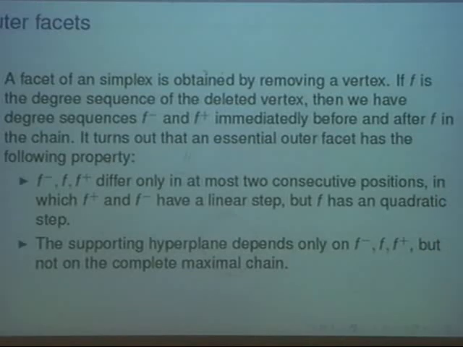So it turns out that the essential outer facets have the property that f minus, f, and f plus differ only in two consecutive positions in which f plus and f minus have a linear step and f has a quadratic step. And, which is very nice, which makes it easier, this supporting hyperplane depends only on f minus, f, and f plus. Söderberg proved that for us.